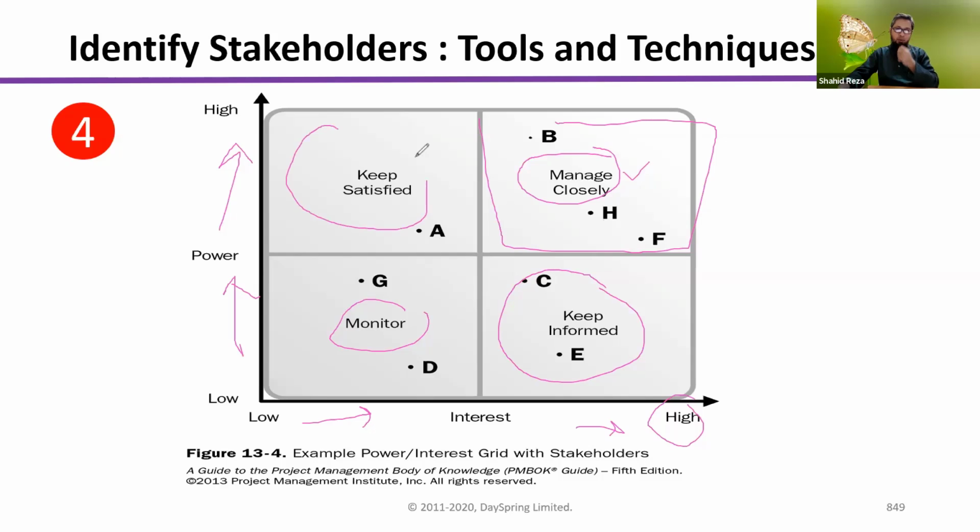And you see in this quadrant, what happens? For the people in this quadrant, their interest is low, but they are high power people. So what will our strategy be? We have to keep them satisfied, because maybe they do not have interest, but they are powerful. If they are not satisfied, or they want to make some ado or problem in the project, they can easily make it. So that's why, as a project manager, you always have to focus on keeping them satisfied.